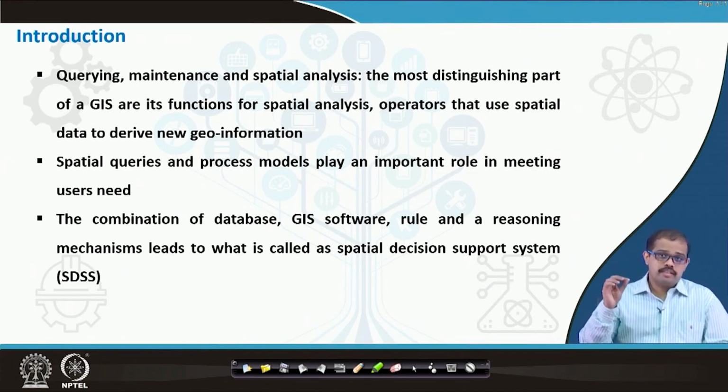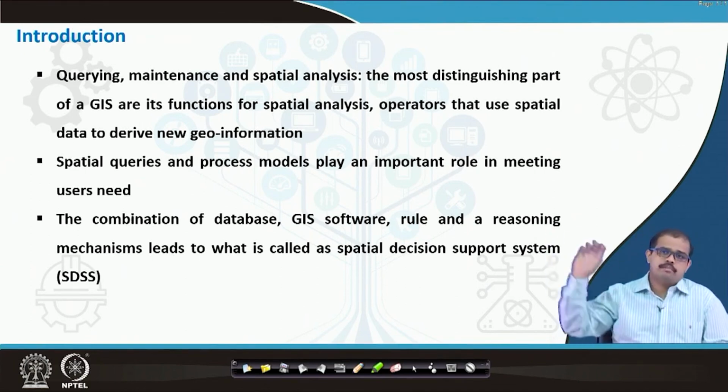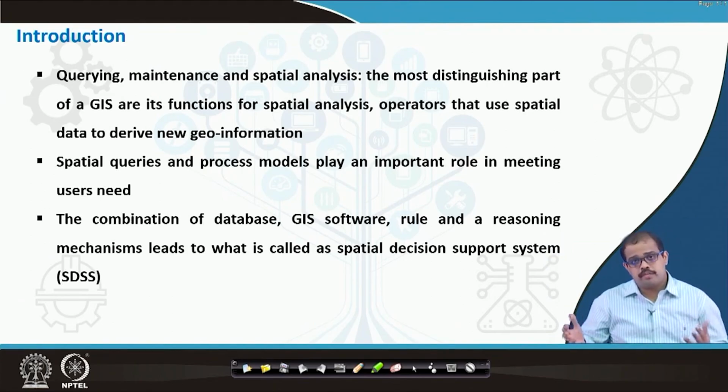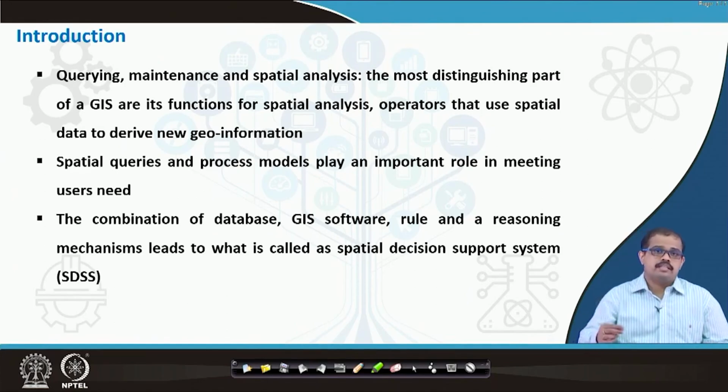So now I gave you an example of an urban system. This can be applied to a huge number of applications, whether it is forest management, water management, or any of the other aspects. This spatial decision support system can provide an important input for planning.